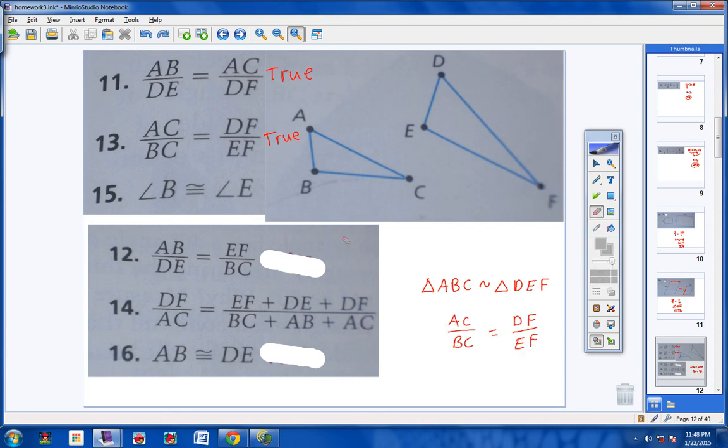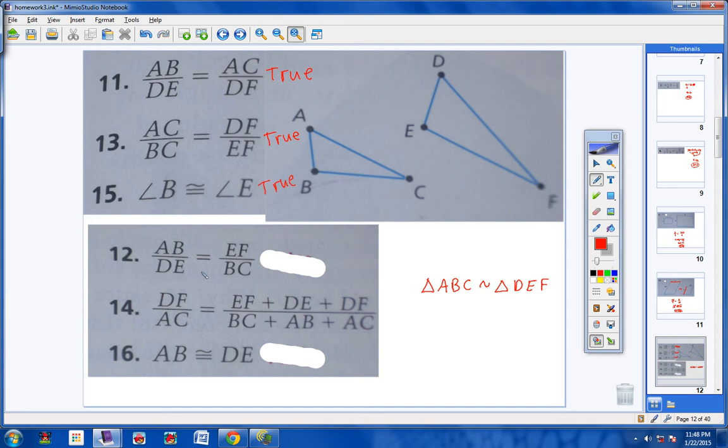Angle B is congruent to angle E. Now remember, when you're dealing with similar polygons, the angles are always congruent. Okay, so the question is does angle B correspond with angle E? Well, let's see. Here's angle B. Here's angle E. Yes, they correspond. So yes, they are congruent. So that is definitely true.